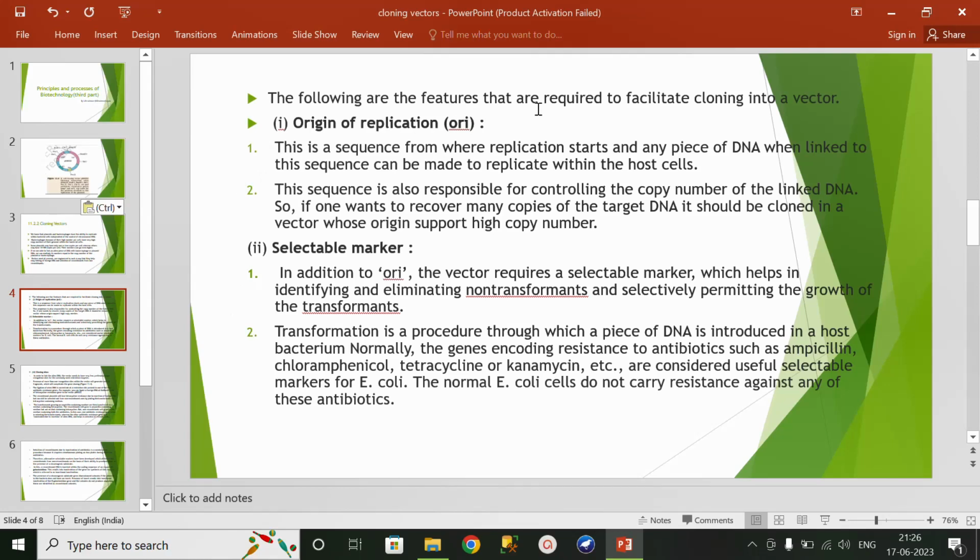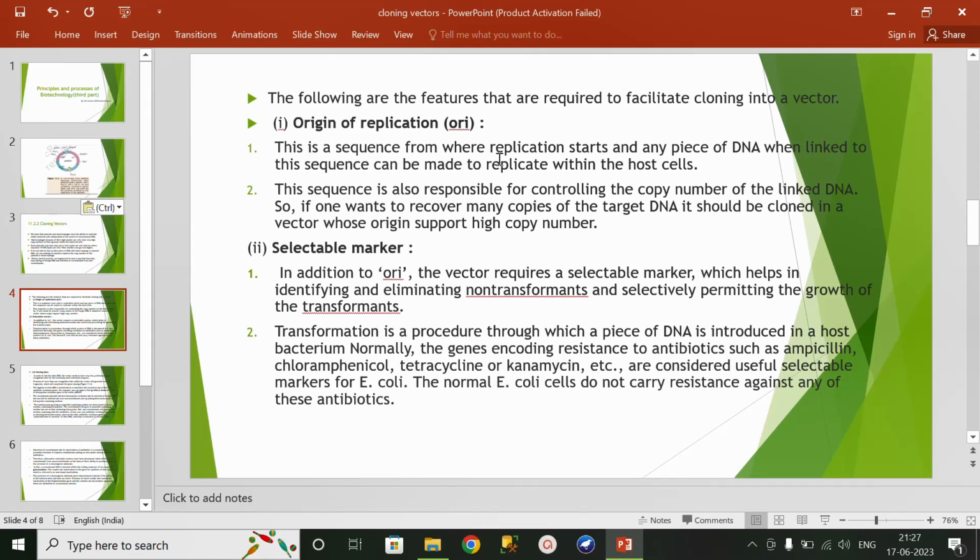The following are the features that are required to facilitate cloning in a vector. Origin of replication, or ori. Here ori stands for origin of replication. Replication is nothing but the process of producing two or more copies of DNA from a single copy of DNA.